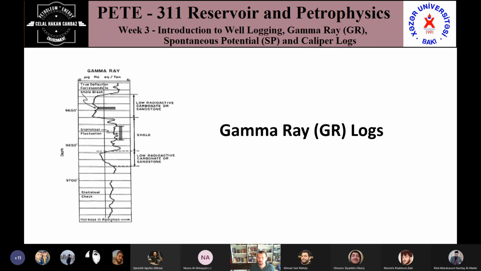Gamma ray logs use the radioactivity of rocks, which has been used for many years to help derive the lithologies. Actually, this is one of the oldest logs. Natural occurring radioactive materials, they call it NORM, includes the elements of uranium, thorium, potassium, radium, and radon, along with the minerals that contain them.